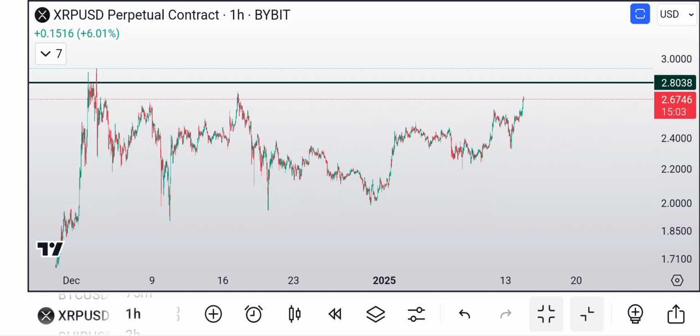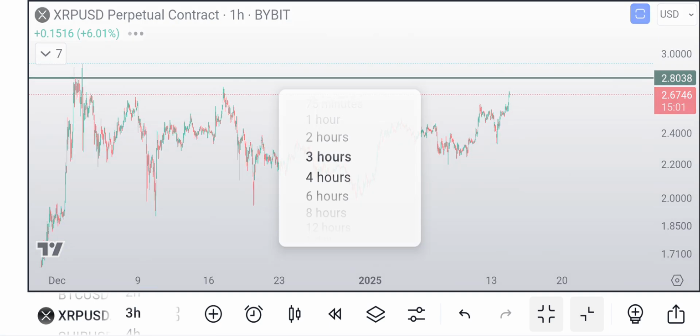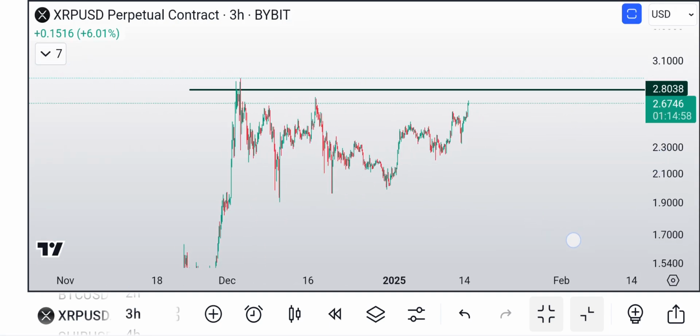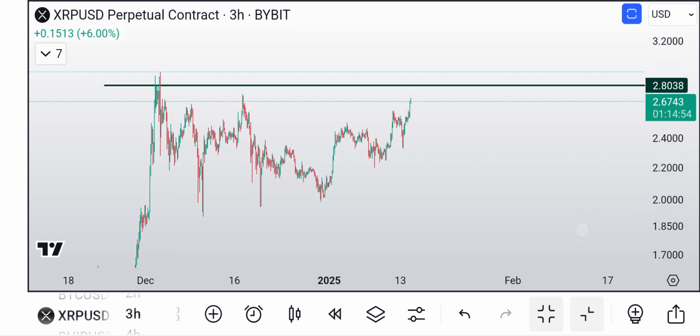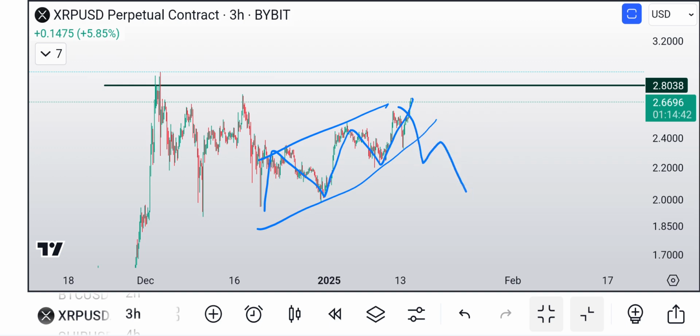Now, what could be the bearish idea? We could still have a potential bearish idea here. And when I say bearish, I mean short-term bearish, right? And what that would be is this could be a diagonal. 1, 2, 3, 4, 5. If that's a diagonal, then we're most likely going to come all the way back down.